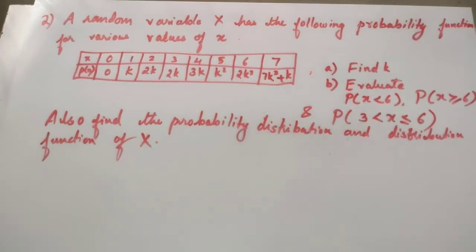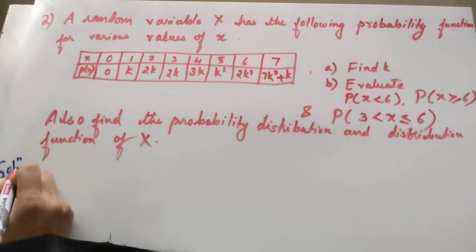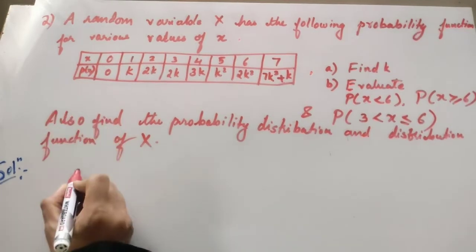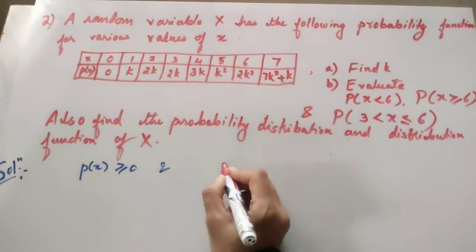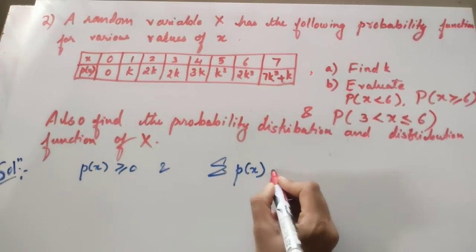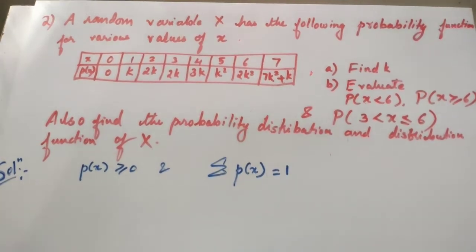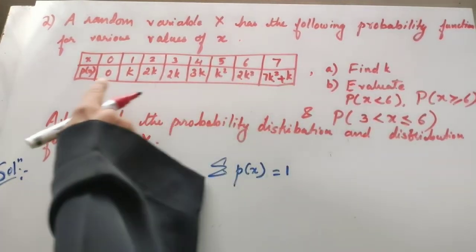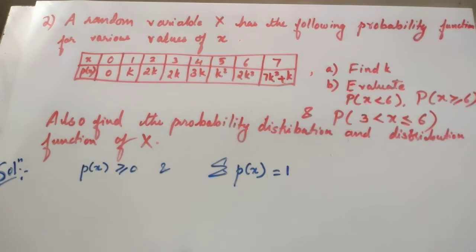Okay, so let's start with the solution here. First of all, for each value, P of x should always be greater than or equal to 0, and the summation of P of x should be equal to 1. So if you add up all the values of P of x in the lower part, you should get their sum to be 1.